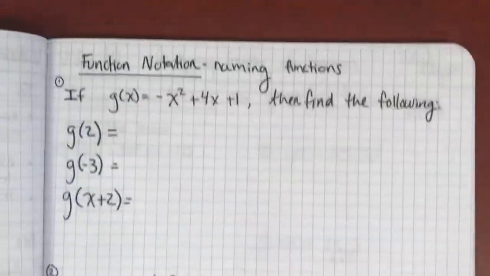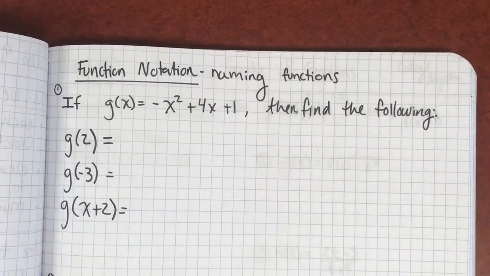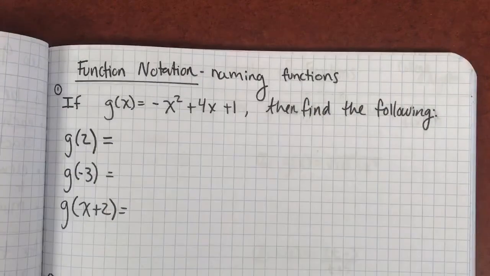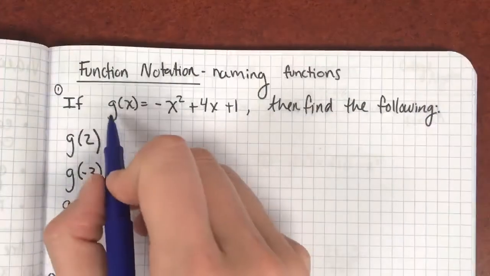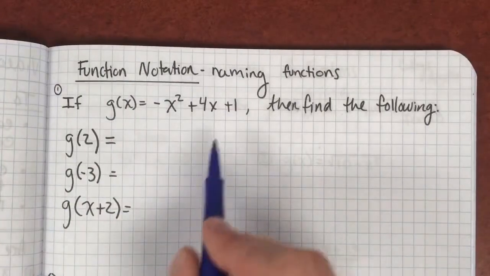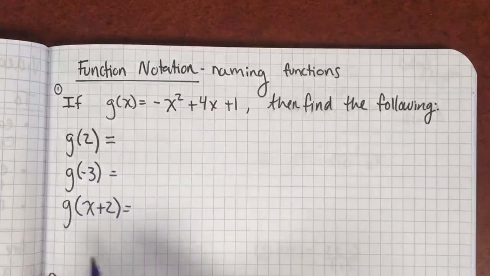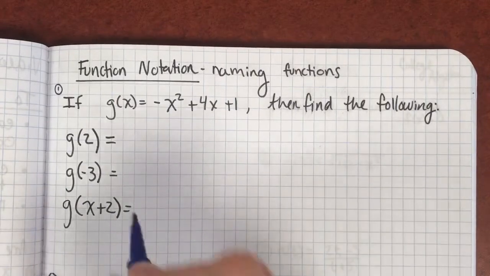All right, moving on to function notation. Function notation is just another way of naming functions. Sometimes we have lots of different functions, and if we all have them as y equals, then it is hard for us to figure out which function we're talking about. So we name them. So this would be called g of x. And so we're going to evaluate that function at these 3 different points.